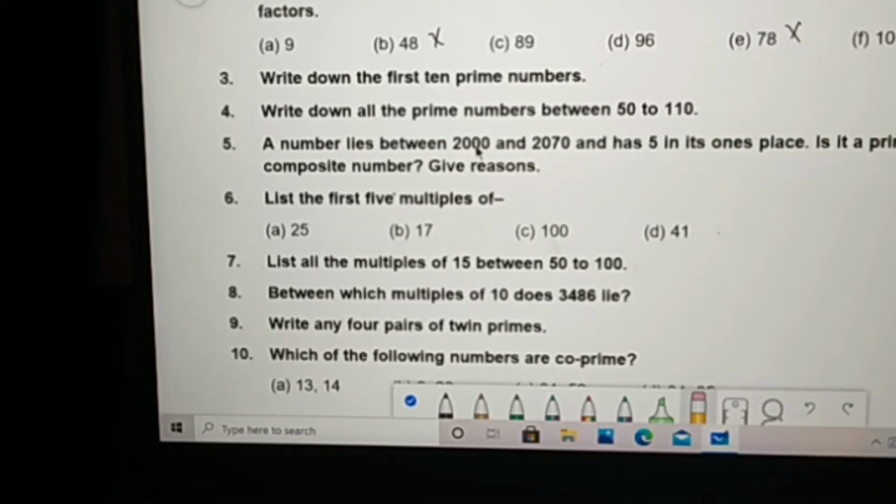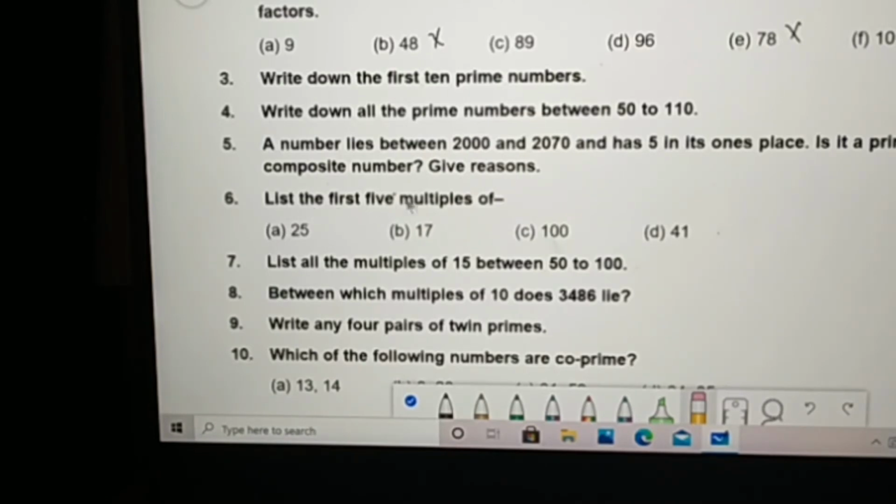Any number between 2000 and 2070 that has 5 in its ones place is a composite number, because all numbers having 5 in the ones place are divisible by 5, which is a number other than 1 and the number itself. 5 is not the number itself. So between these two numbers, no number whose ones place is 5 is prime. So it is a composite number.